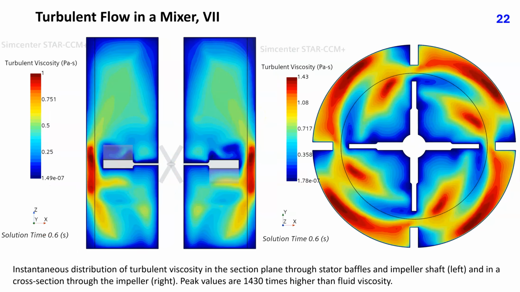This slide shows instantaneous distribution of turbulent viscosity in the section plane through stator baffles and the shaft on the left, and in a cross-section through the impeller on the right. Peak values in shear layers and blade wakes are around 1430 times higher than fluid viscosity.